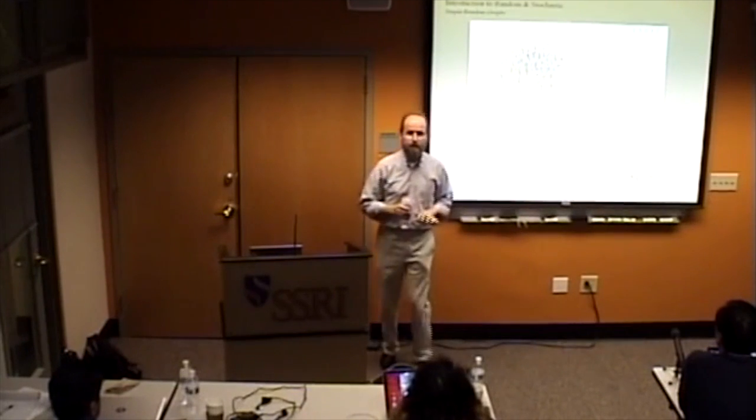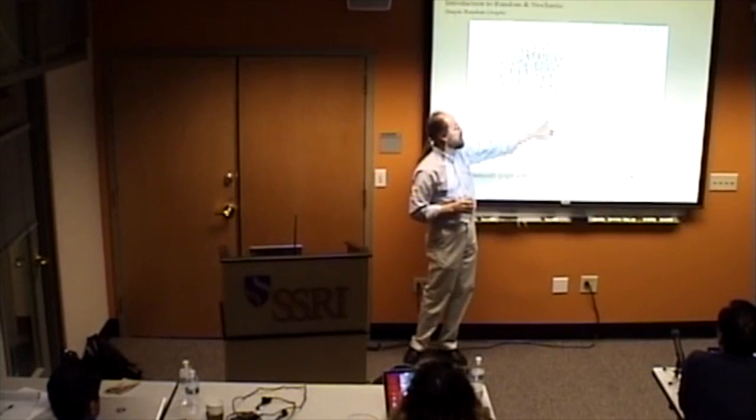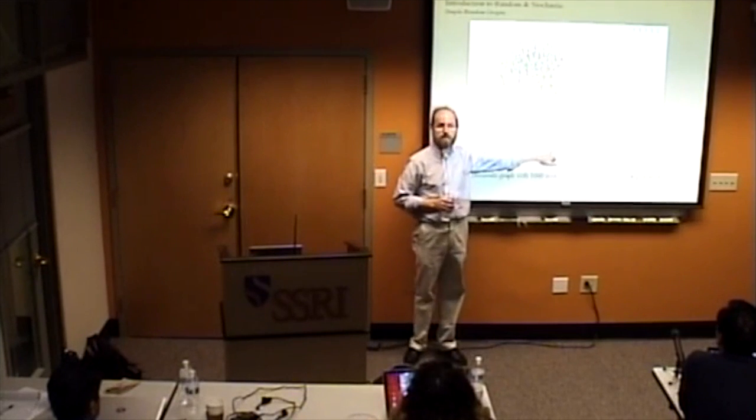Completely independent of every other one. And some nodes are going to have high degree, right? And so that's on the tail. Most are going to have 1 or 2, and there'll be a few with 0.